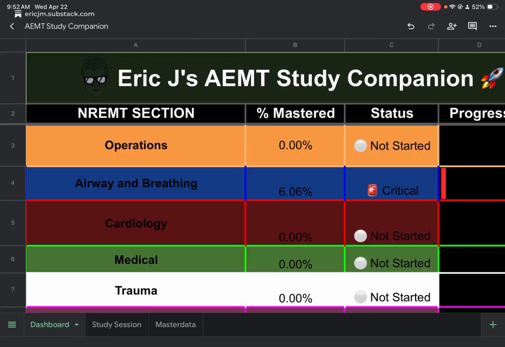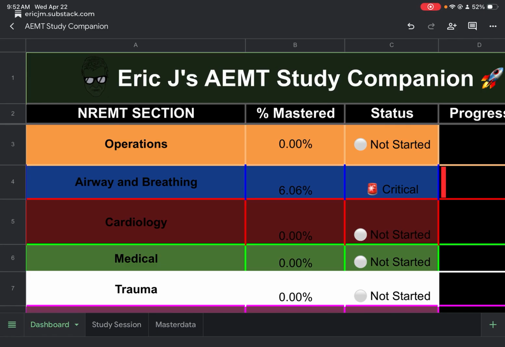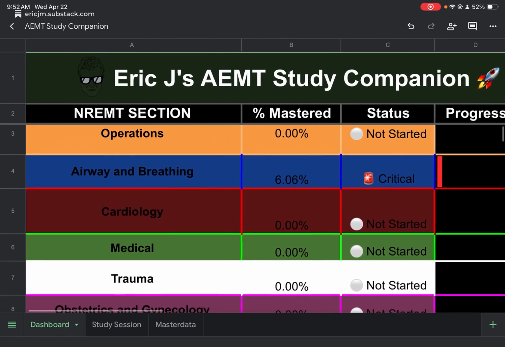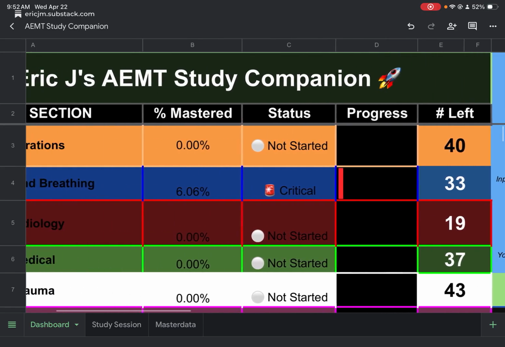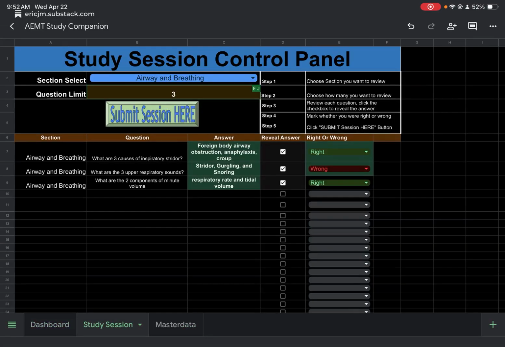submit session here, you can go to your dashboard and it will tell you, hey, guess what? You've mastered 6% of the criteria of the content that you have, and these are the number of questions you have left to master. What I like about this study session, though, is if you get it wrong tomorrow when you do this same study session, what are the 3 upper respiratory sounds? If you didn't know that, it will populate when you click airway and breathing and you click 5, 10 questions, whatever it is. The right questions won't show up for another 2 days. That's what spaced repetition is. So it'll make sure you understand it and know it really well.